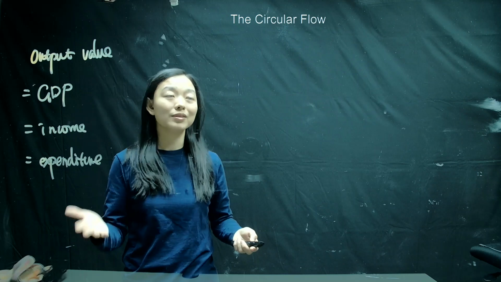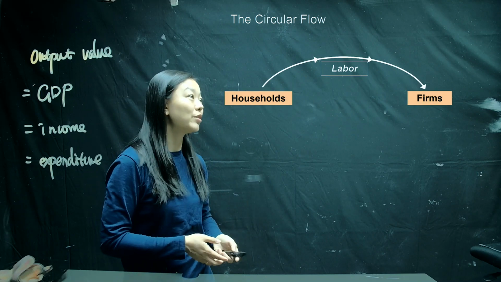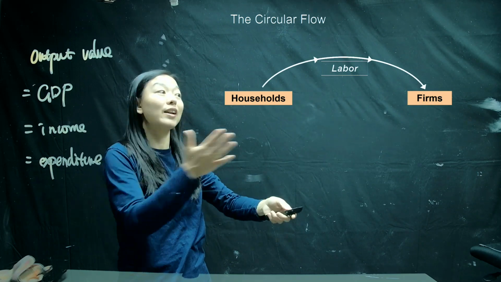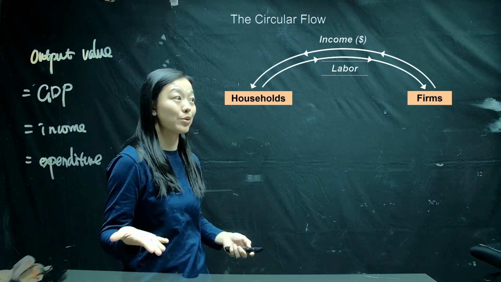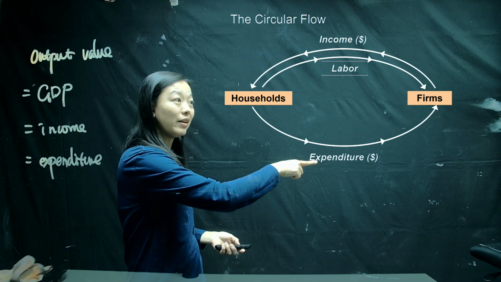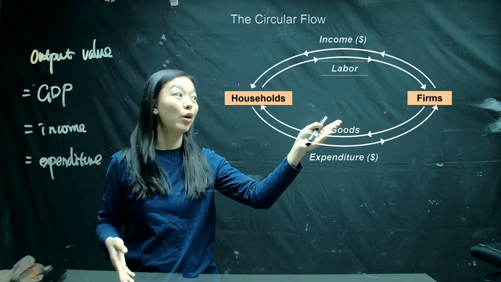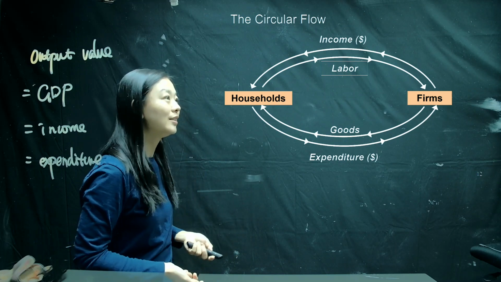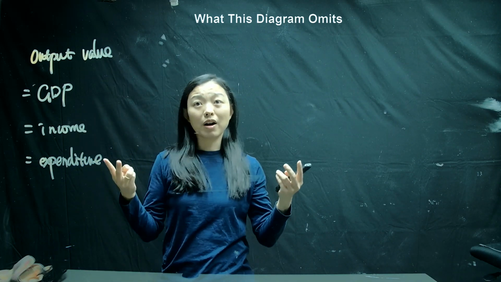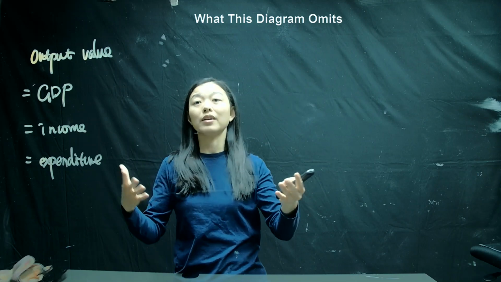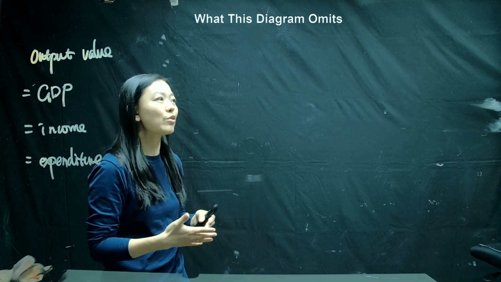So for this circular flow, let's see another simplified version. Households and firms: you can see households offer, just think about offering labor to the firms. And the firms pay wages that will become the income for households. Households will spend money to buy goods and services, that is expenditure, right? And firms will offer goods and services to households. So in this circular diagram, we mentioned there are only two participants, firms and households. So we might dig a little bit more into what this diagram omits.